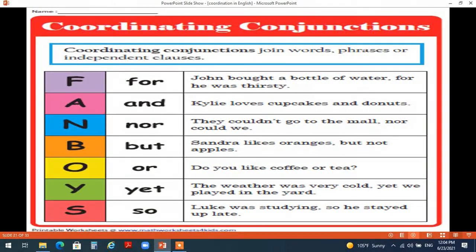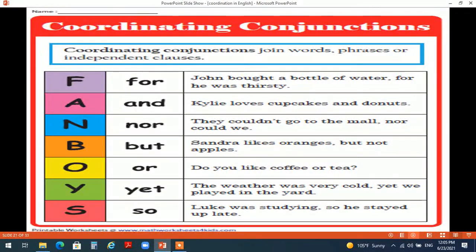Kylie loves cupcakes and donuts. Here, and is used to express addition, and here it is between two words. Nor: they couldn't go to the mall nor could we. Nor is used to indicate a choice, and it always carries a negative meaning. But, contrast: Sandra likes oranges but not apples.